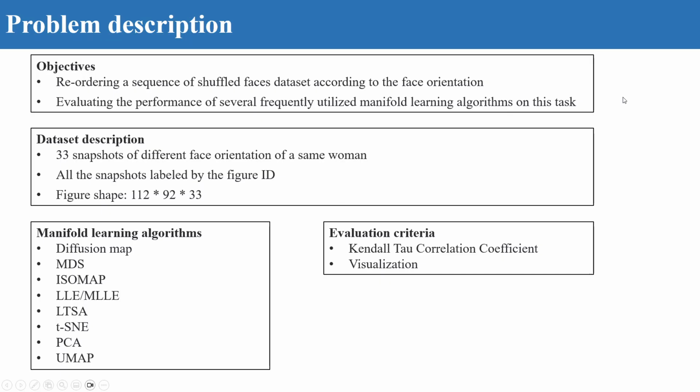In our project, we discussed problems related to reordering a sequence of shuffled faces dataset according to their face orientation. We use the following manifold learning algorithms to evaluate their performance on this task. And we use the Kendall-Tau correlation coefficient and the color bar visualization as our evaluation metrics.